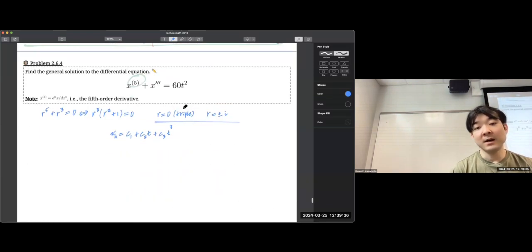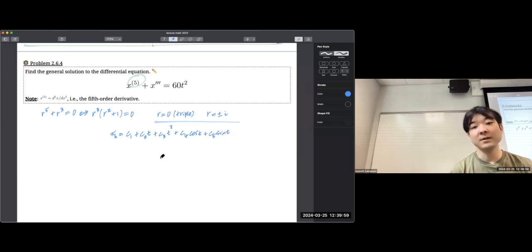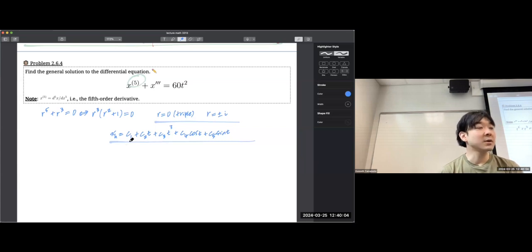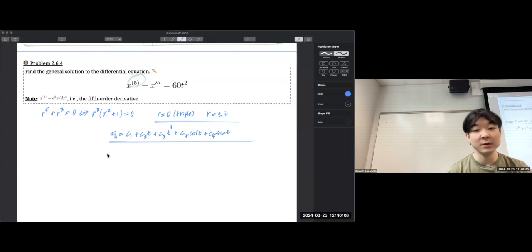So if you had r equal to 0 as a triple root, it would be that, and it looks like a polynomial only because e raised to the 0 is just 1. And then the other one is plus or minus i, which gives you the imaginary solution, C4 cosine of t plus C5 sine of t. So this is your homogeneous solution to this fifth order differential equation. You have C1 all the way up to C5, and you need that because this is a fifth order equation.